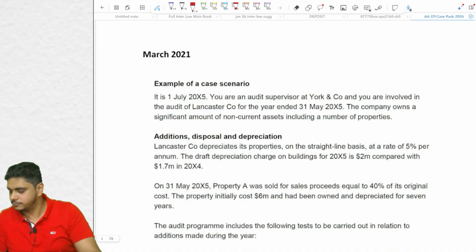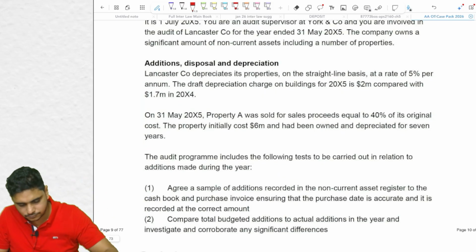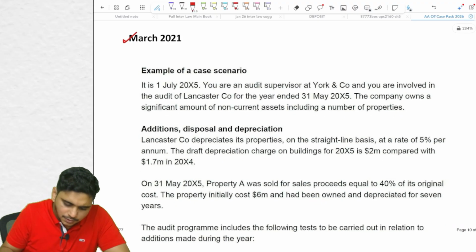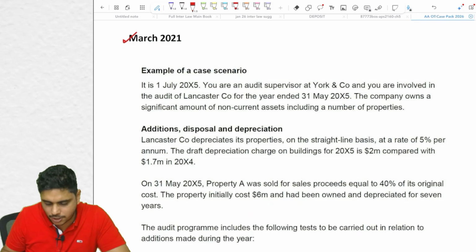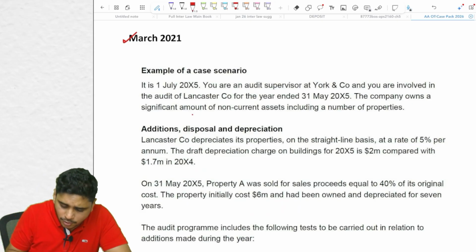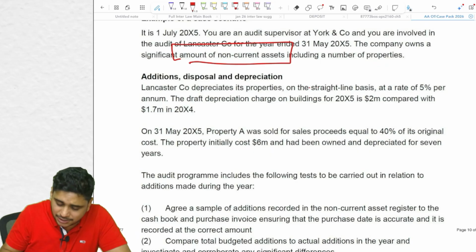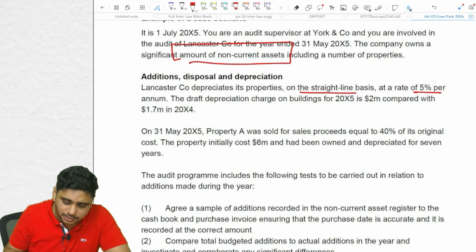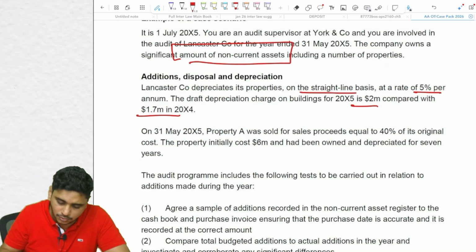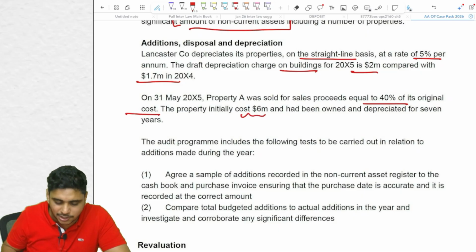So let's do one more. March 21. It is 1st July 2000. You are an audit supervisor of York and Co., involved in the audit of Lancaster Co. for the year ended. The company owns a significant amount of non-current assets, including a number of properties. Lancaster company depreciates property on a straight line basis at the rate of 5% per annum. The depreciation charge is $2 million compared with 1.7 million in the previous year, on buildings. On 31st March, property A was sold for sale proceeds equal to 40% of its original cost. The property initially cost $6 million and had been owned and depreciated for 7 years.